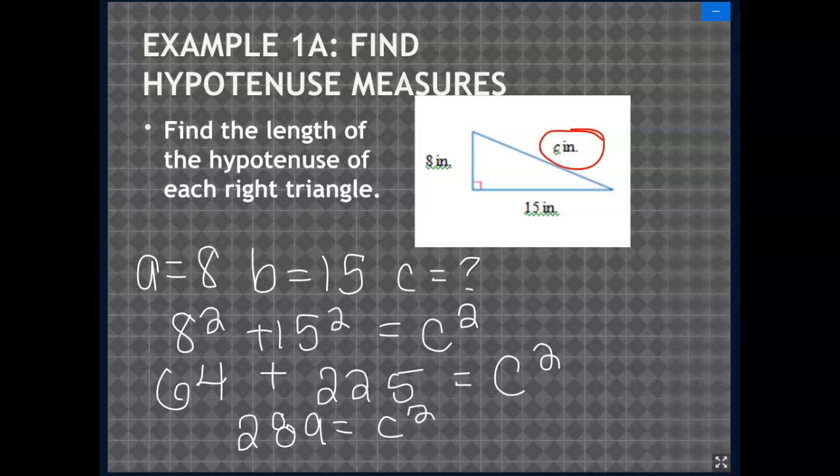And then to get the solution set, you take the square root of that. The square root of 289 is 17. The units on that triangle are in inches. So we have c equals 17 inches.